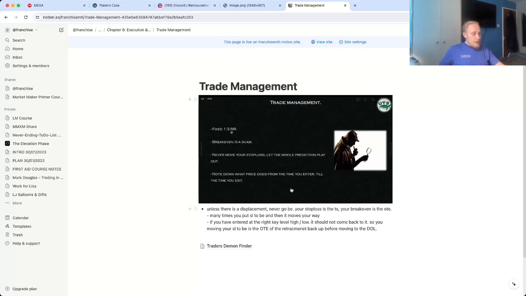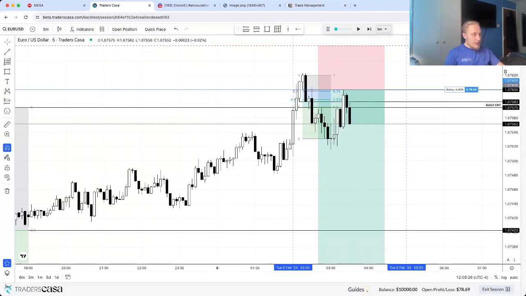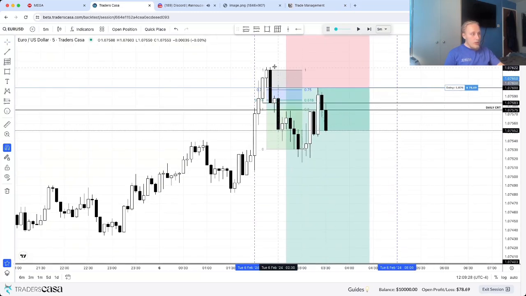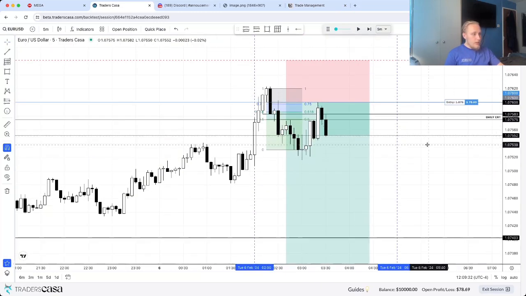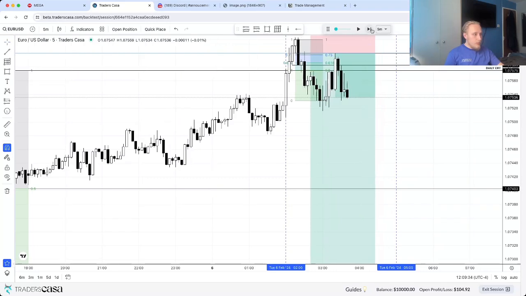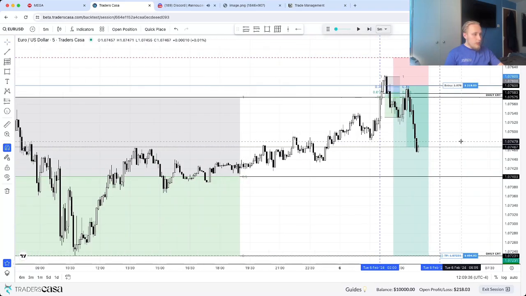It says your stop loss is the turtle soup. Your break even is the OTE. Many times you put your stop loss to break even, then it moves your way. If you have entered the right key levels, high or low, it should not come back. So moving your stop loss to break even is the OTE of the retracement back up, moving before the draw of liquidity. And as you can see, from this high to this low, OTE right there before moving down.